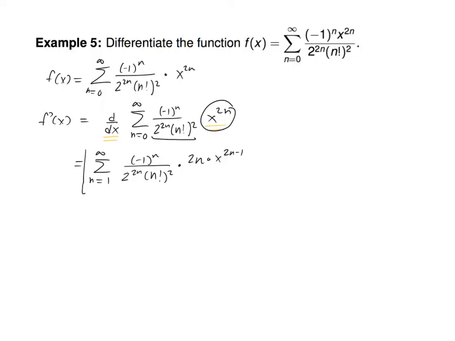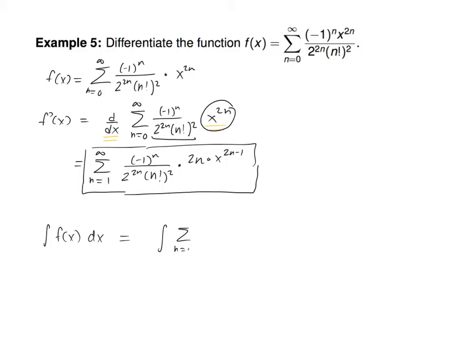Let's do the integral too, because I didn't ask you to, but it's not that bad. I started that, and I crossed it out the moment I saw it wasn't on the instructions. Okay, so you have the integral of the sum. Oh, that should be 0, sorry. Negative 1 to the n, 2 to the 2n, n factorial squared. And this is the original function, so it's x to the 2n.